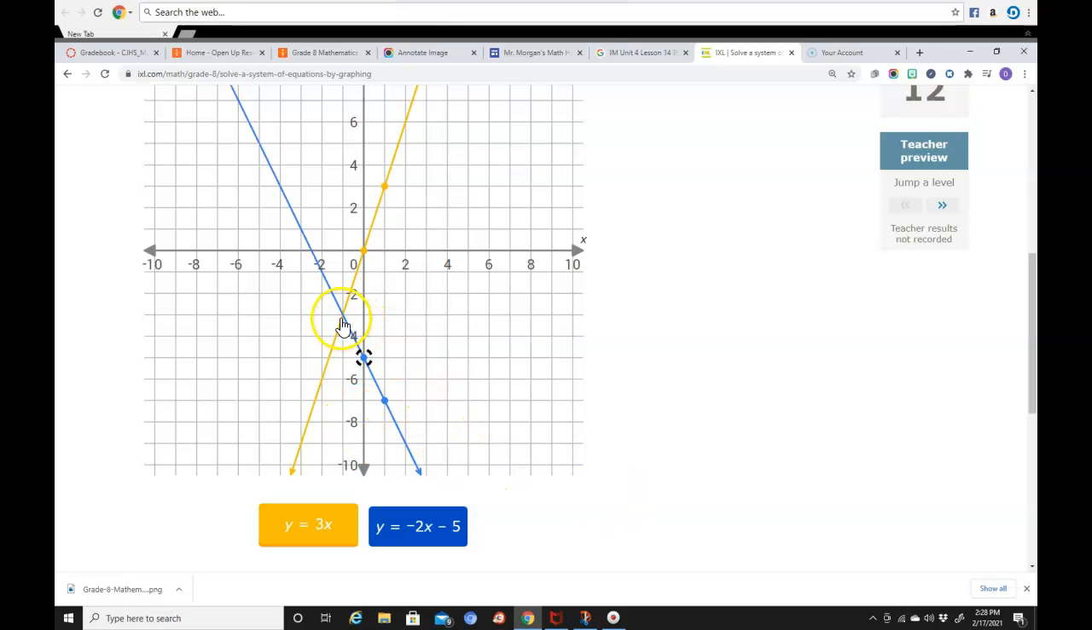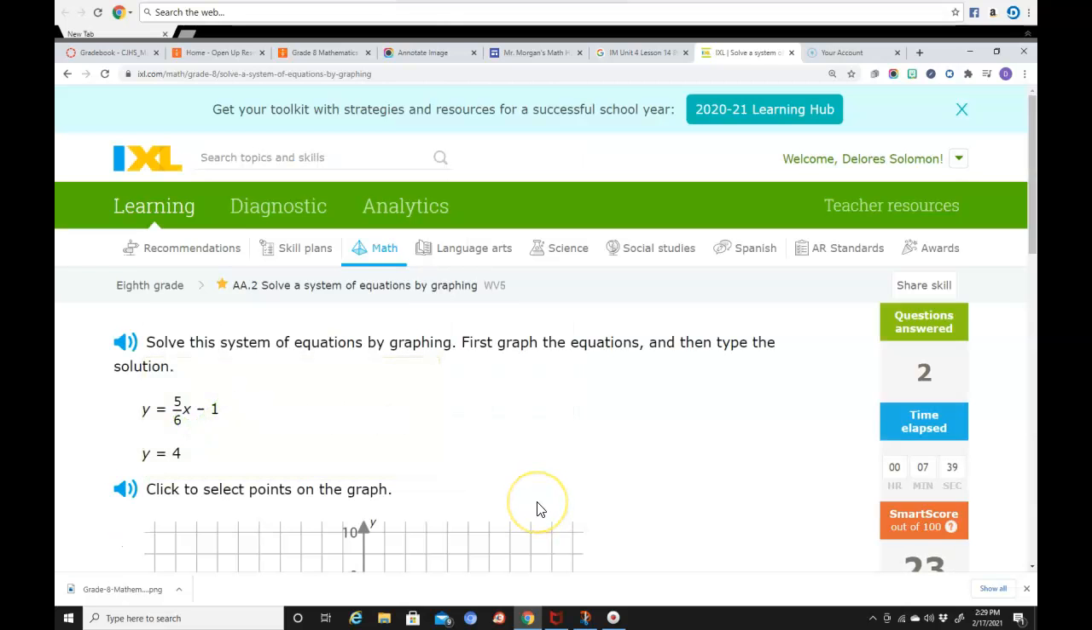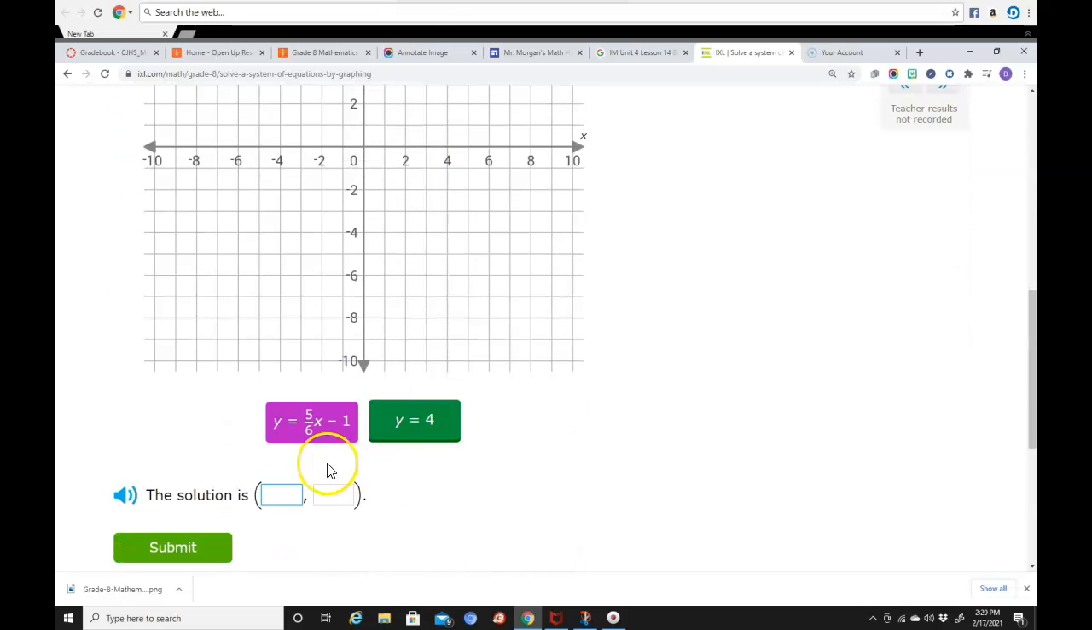Then as you can see right here, where the 2 of them intersect, that is going to be your solution. If you look at it, it would be -1, and it goes down 1, 2, 3, so it would be -3. So (-1, -3) would be your solution, because that is the point at which the 2 lines intersect. Alright, so then you just hit your enter. Okay, and let's try another one. This one gives you 2 more equations, and like I said, this one is in slope-intercept form.